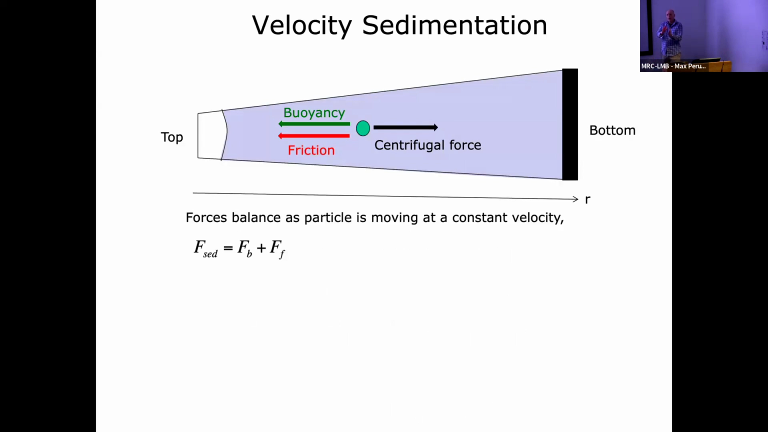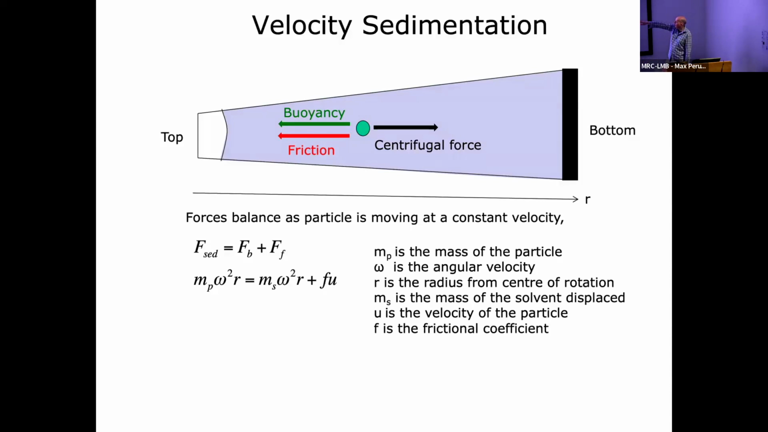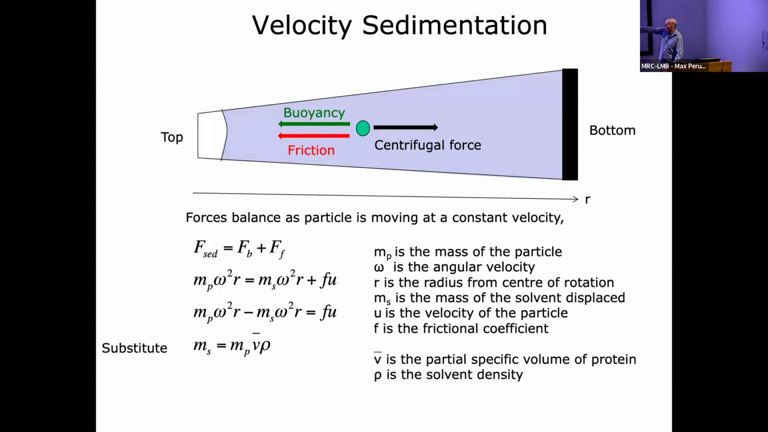Okay, but when things sediment, they're not accelerating down, they're moving at a constant speed down. So therefore the sedimentation is really just going to be equal to the balance of these forces here. We put in the angular speed, and also here for the buffer as well. And we can rearrange that nicely to get all the masses on one side. And we're going to substitute this mass of the solvent for the mass of the protein times the partial specific volume of the protein times the solvent density.